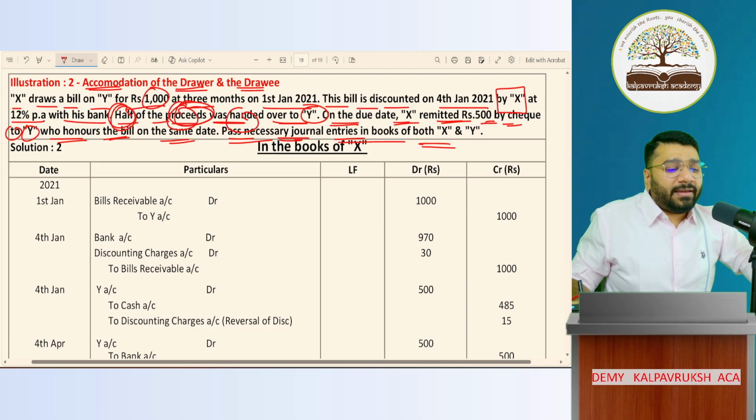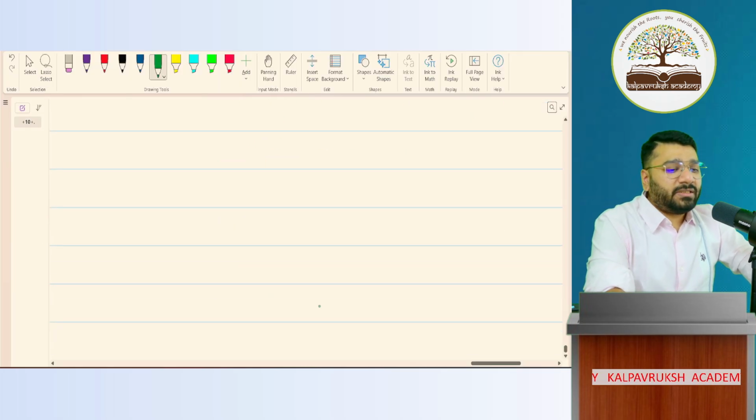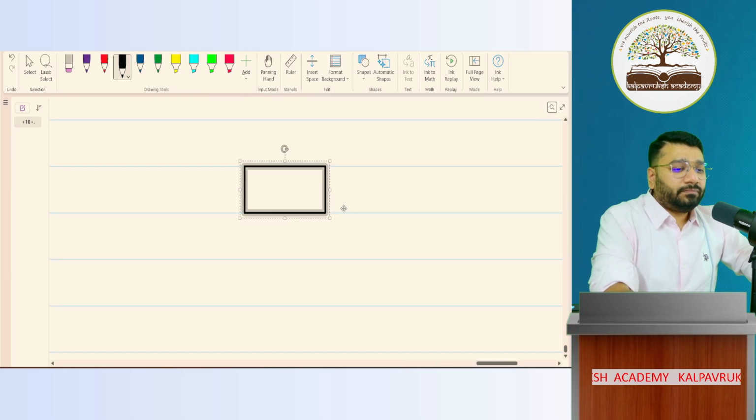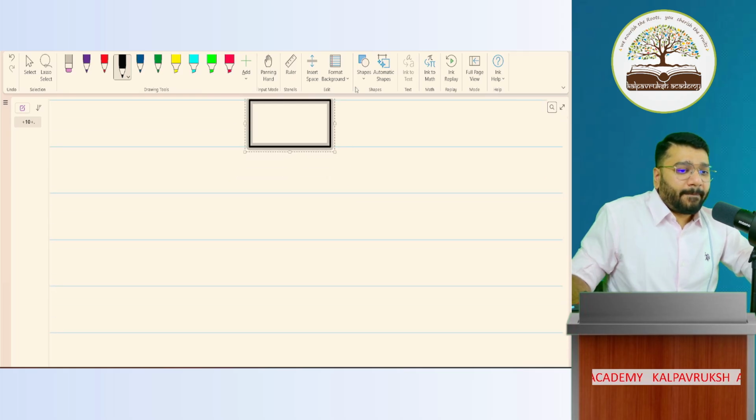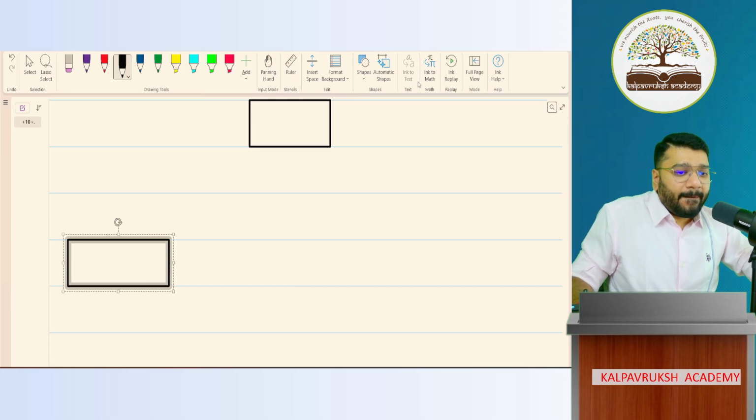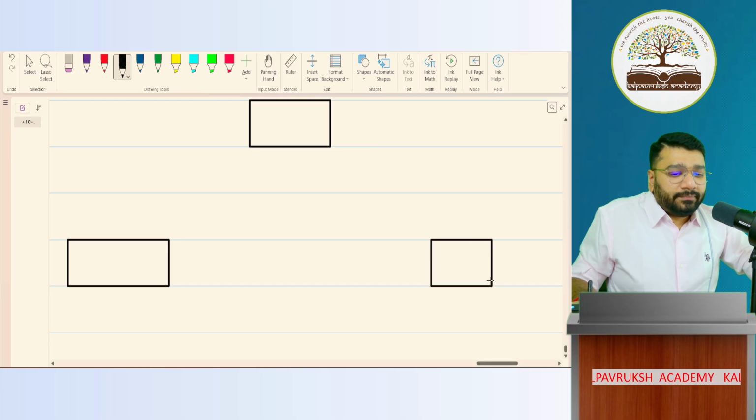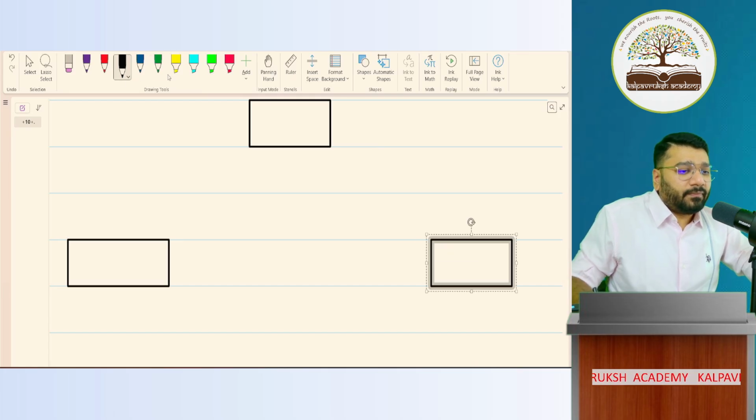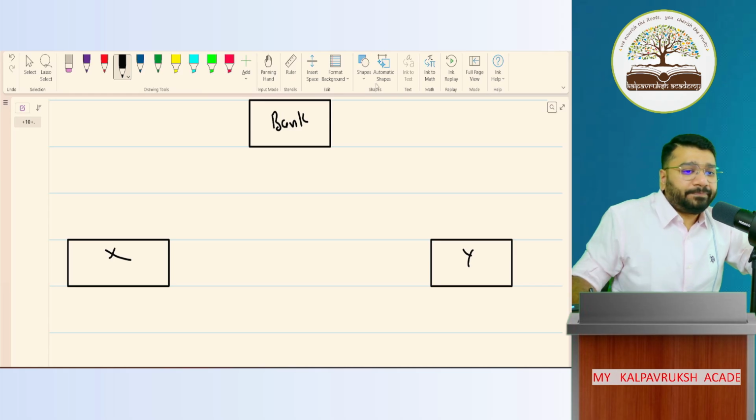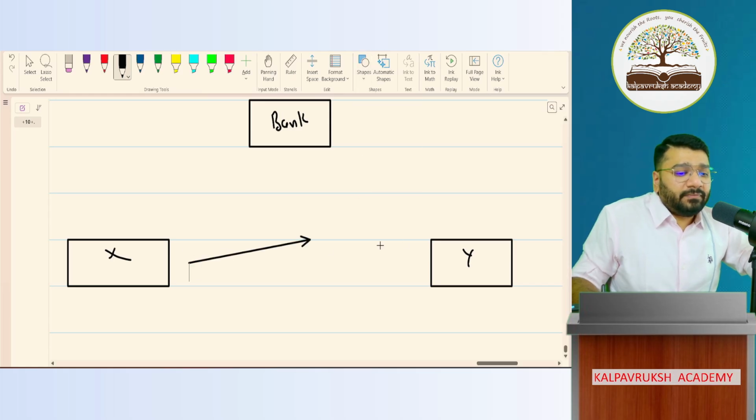Can you draw the diagram here? This with diagram will be a little easy. So please draw the diagram. Bank, X, Y. Okay. Now what is happening? In the first, what is happening?